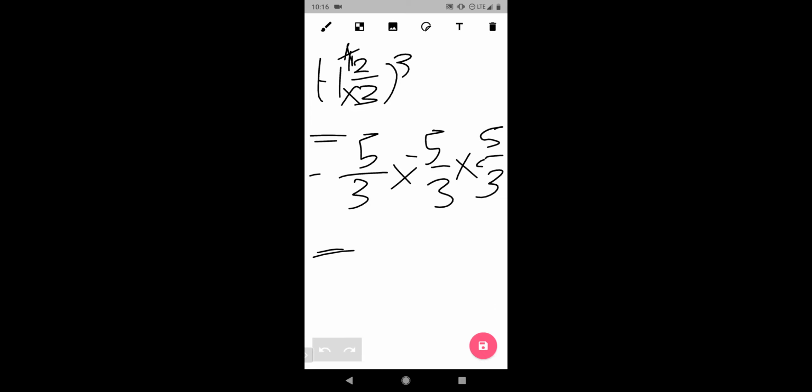So let's multiply then. When you say negative 5 multiply by negative 5 multiply by another negative 5, you will have negative 125 over negative. Okay, let's multiply this one first. Negative 3 multiply by negative 3 multiply by negative 3. You will get negative 27.